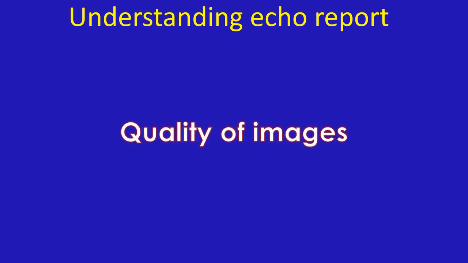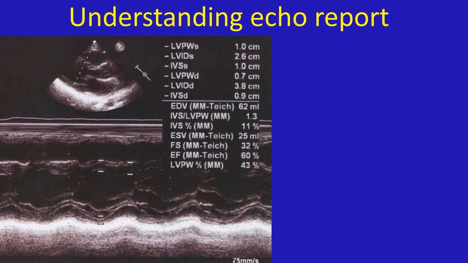In addition to details of identification and date of procedure, the reason for the test and the quality of images are usually mentioned in the beginning of the report. Quality of images may be poor in those with lung disease and in obese individuals. Finer details in the report should be interpreted with caution when the image quality is reported as poor, or as poor echo window.